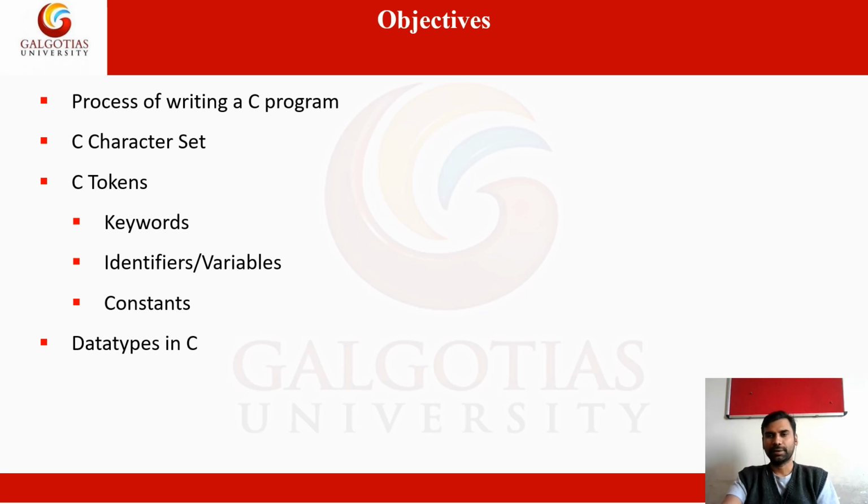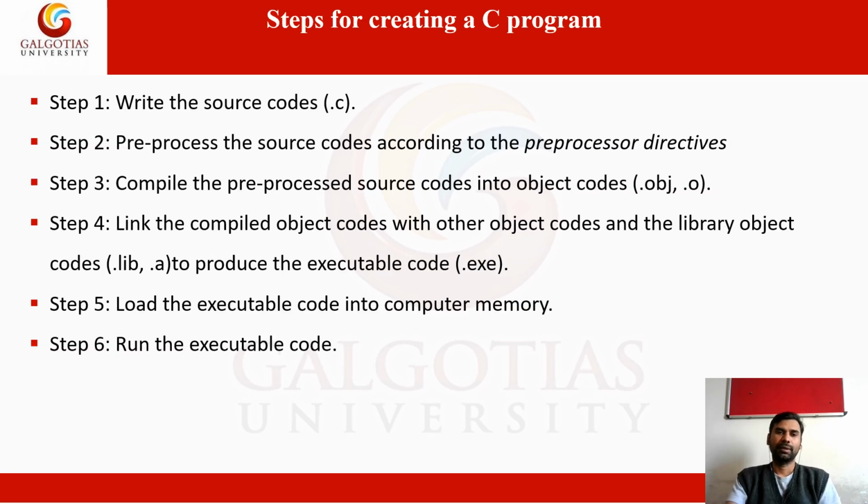Next one, data types. Data types are integer, float, character, and strings. These define our data. For example, a student name is a string. Student mark is an integer value. Your average mark is a floating point number. Like this it goes on. These are data types.